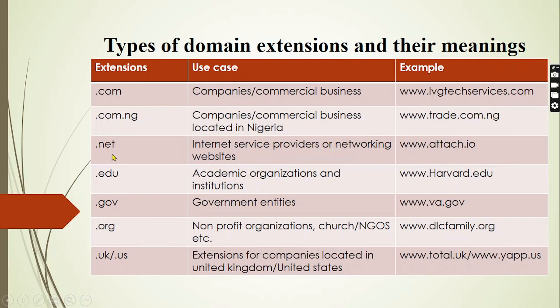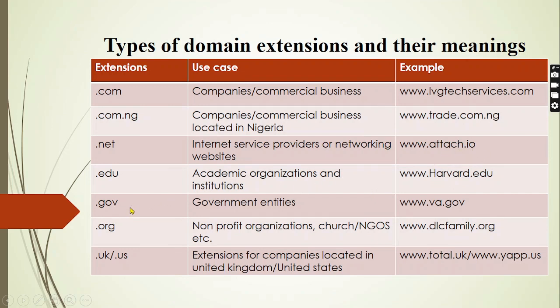.net is for internet service providers or networking websites. We have an example here, or sorry, I made a mistake here. This is supposed to be .net, www.attach.net. Then .edu is for academic organizations and institutions, like secondary schools, universities, high schools, artisan institutions, and the rest of them. I have an example here, www.harvard.edu. Going over this again, this is supposed to be .net, so you can simply ignore .io.